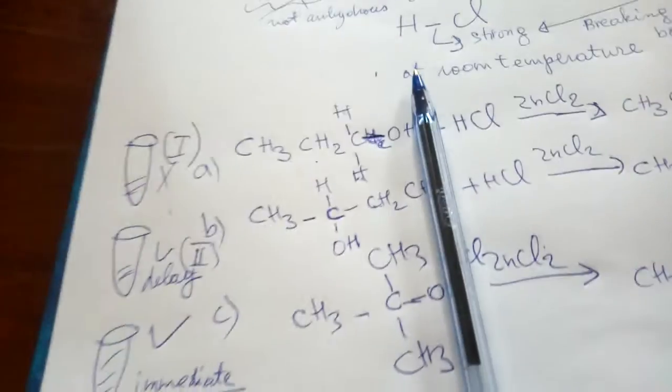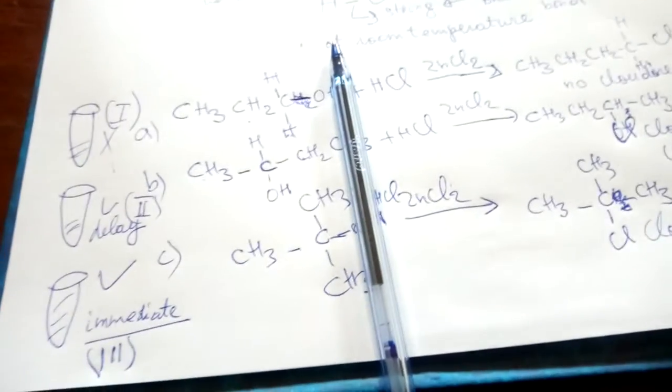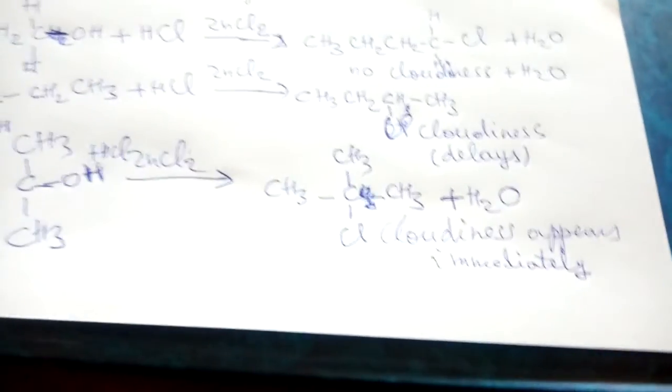For this reason, it can help us to identify the class of alcohol, because the general reagent is the dichromate test, which can justify that the compound is an alcohol, but it cannot show whether the alcohol is primary, secondary, or tertiary.